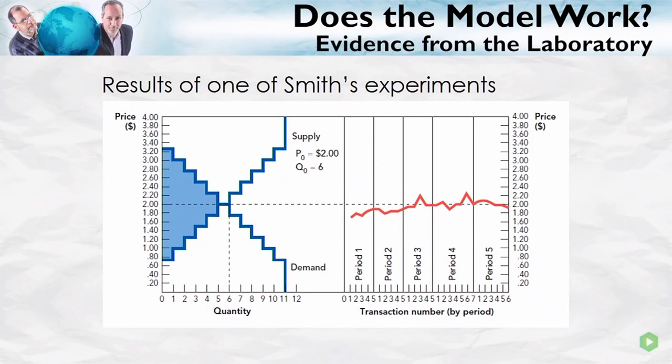Moreover, exactly as predicted by the model, the buyers with the highest values bought, and the sellers with the lowest costs sold. In short, almost all the gains from trade were exploited, leading to near maximum efficiency, exactly as predicted by the model. Another way to test the model is to examine its predictions about what happens when the demand or supply curves shift.